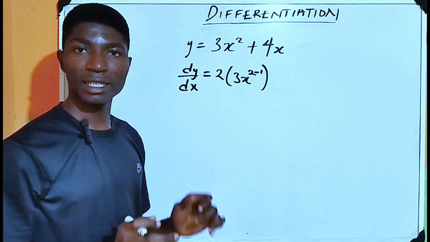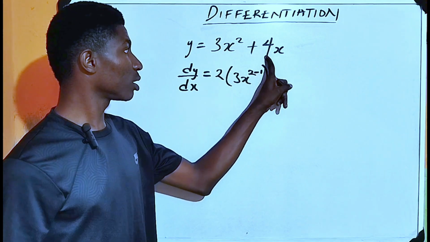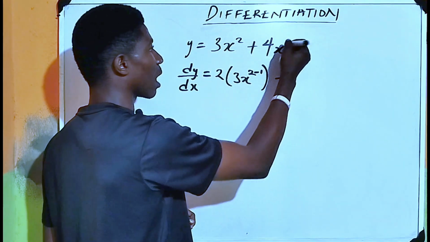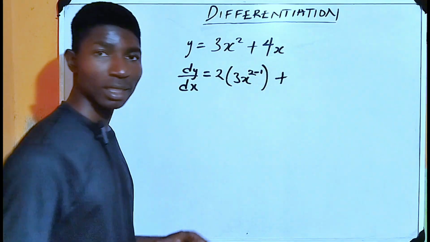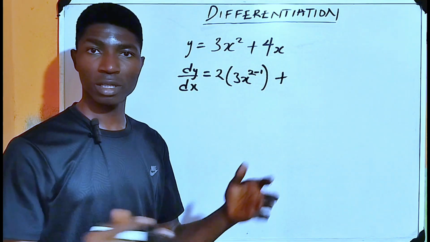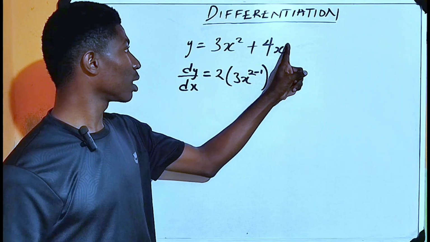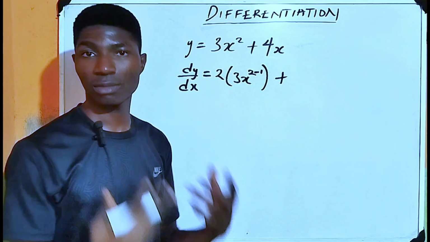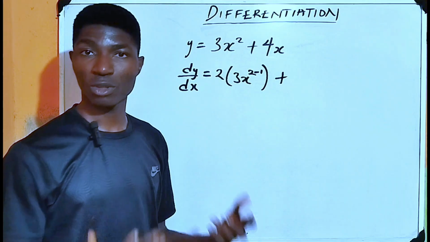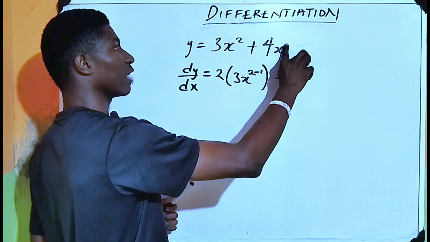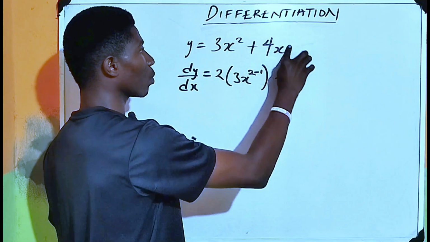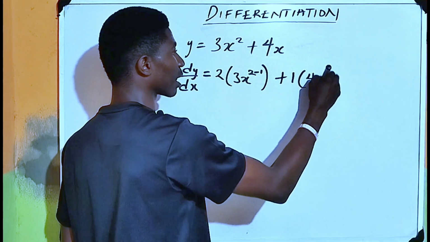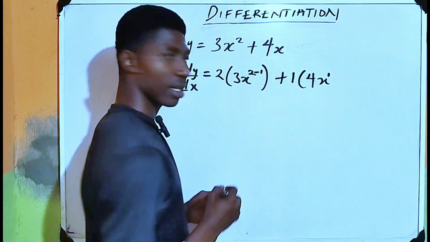So we also apply the same method in differentiating the second term 4x. So I have plus, what's the power of x here? The power of x here is 1. And in mathematics, sometimes we don't write 1 when it is an exponent, because any number to the power of 1 is that number. So there's an invisible 1 here. So 1 times this whole expression, 1 times 4x, there's 1 here, as I said.